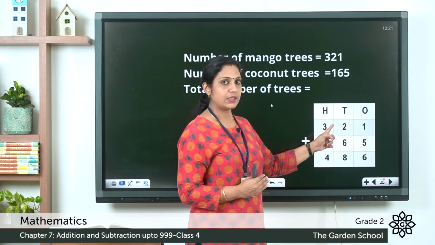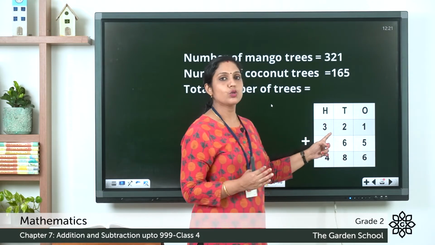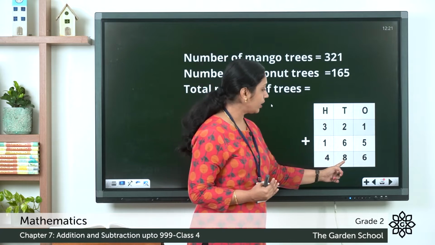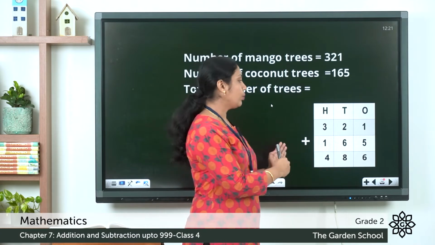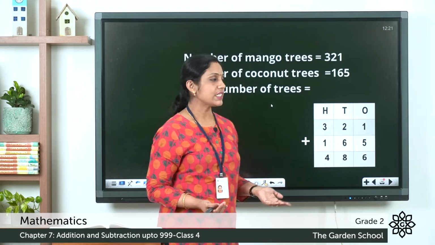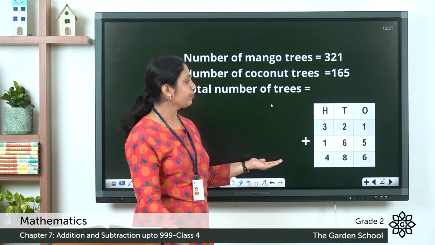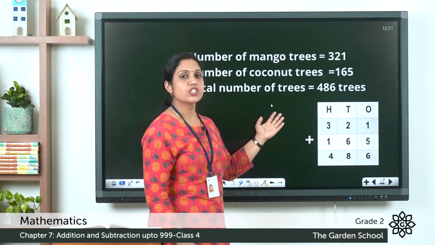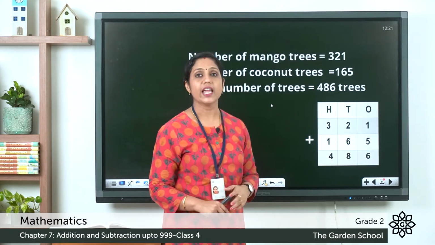Then we'll move on to the tens position. 2 plus 6 is 8. So write down that in the tens position. Now we'll move on to the hundreds position. 3 plus 1 is 4. So we got the answer 486. So the total number of trees Shilpa planted is 486.